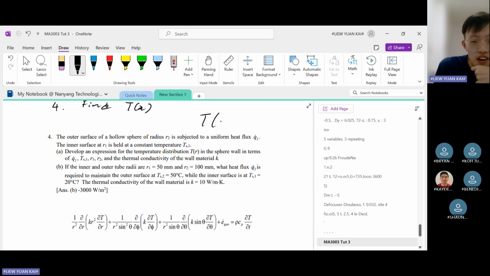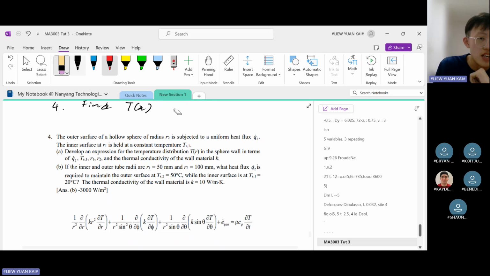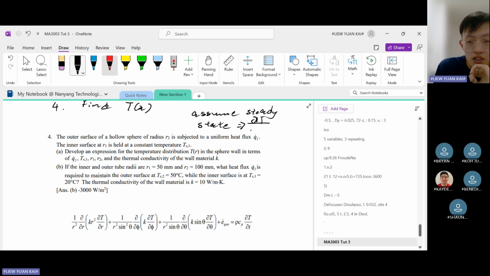Okay, you see, what is the variable in this question? We have T of r, right? Do you notice that there's no time inside here? So this is a clue that this problem is a steady state problem. That means the temperature doesn't change with time. So one of our assumptions is assume steady state. And remember, just now I said steady state means partial temperature, partial t is equal to 0.